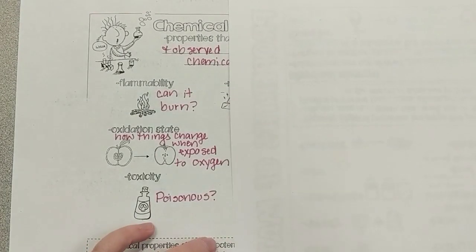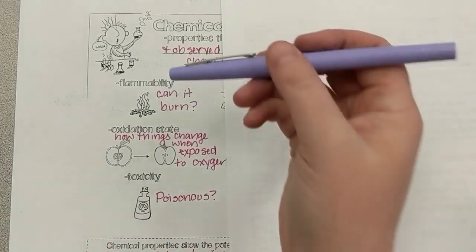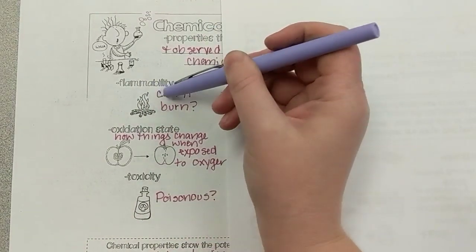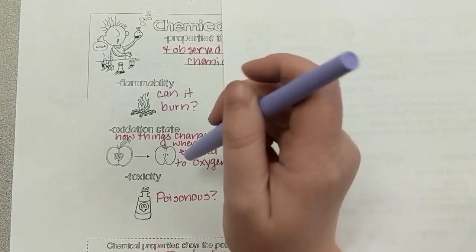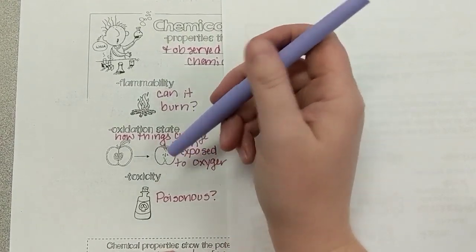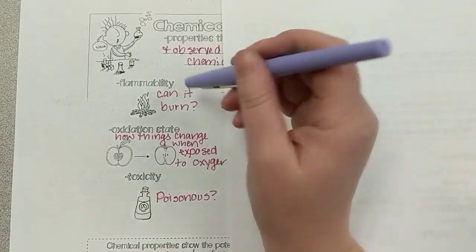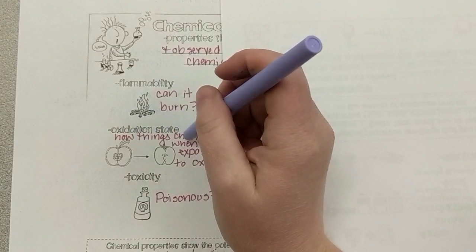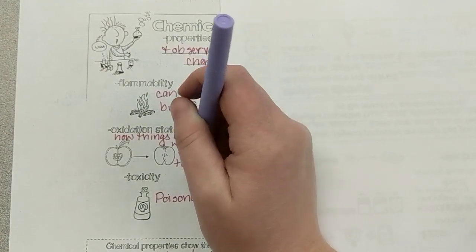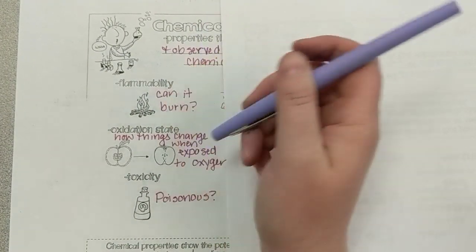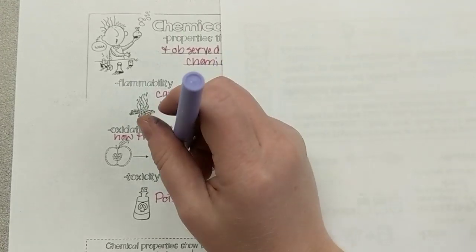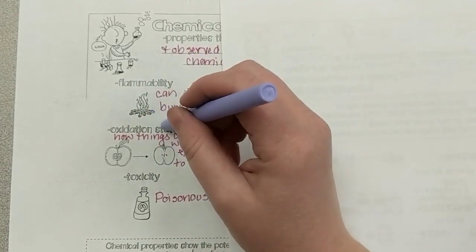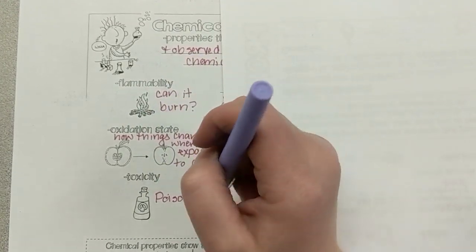Let's look at some of these examples of chemical properties. Flammability: can it burn? Things like paper are very, very flammable. Things like metals are not so flammable. So flammability is, can it burn? Oxidation state. That's just how things change when exposed to oxygen. Some things don't change at all when they're exposed to oxygen. Some things change a whole lot. So what is the oxidation state of that matter?